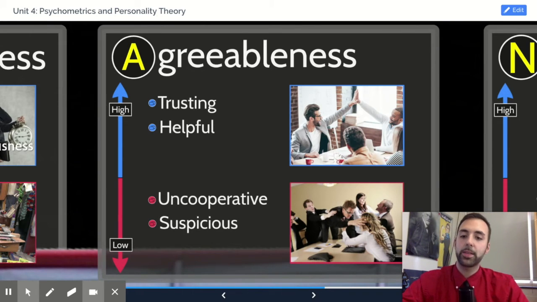The other end of the spectrum is someone who's a little bit more uncooperative and suspicious, always questioning the motives of other people, always questioning the ability of other people, not being willing to relinquish control of group projects or group assignments.